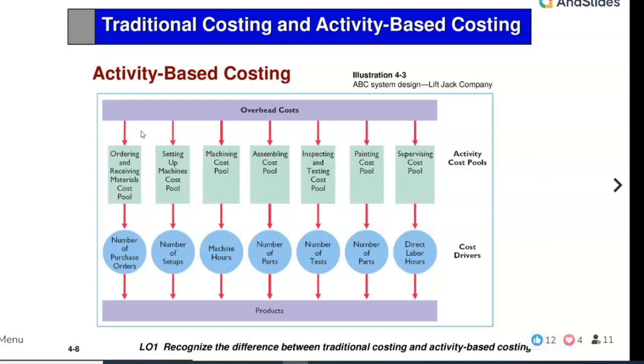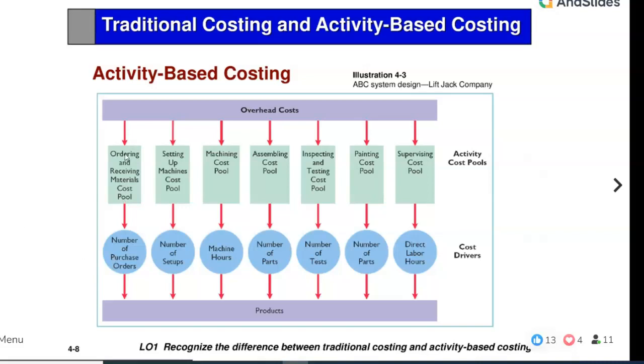But what's more difficult now is to look down at those costs and say, how many of those costs are ordering, receiving materials? And we figure out how many there are. How much is setting up machines? That is paying the engineer to get up in those machines and change the knives or change something in those machines. How much is machining cost pool? How much is assembly? How much is inspection? How much is painting? Blah, blah, blah. So now I've taken the 2 million and I broke it into 6, 7 pools.